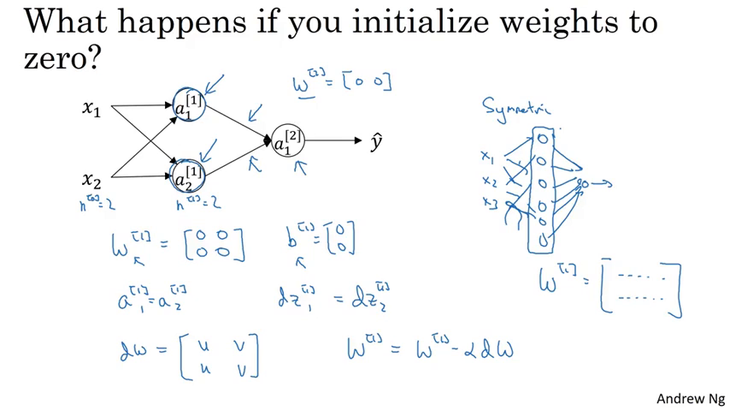So that's not helpful because you want the different hidden units to compute different functions. The solution to this is to initialize your parameters randomly. So here's what you do.